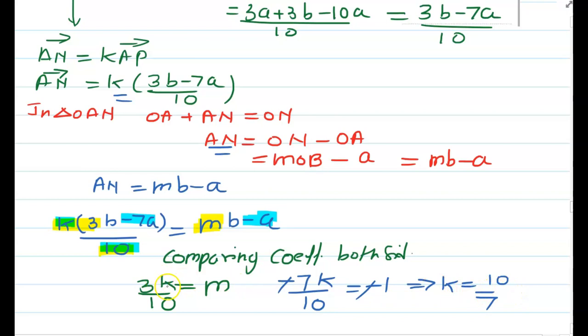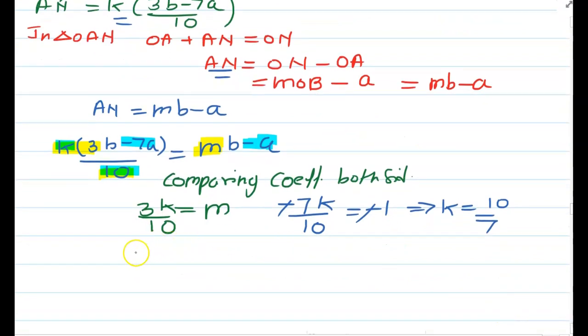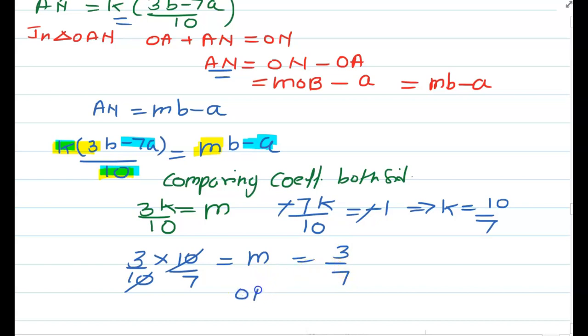If you put K as 10 over 7 here, what will be 3 over 10, and K is 10 over 7, right? And that is equal to M. So cancel. So M we got 3 over 7. So our ON is MB, so M is 3 over 7 times B. So ON is 3 over 7 B, and OB is B.